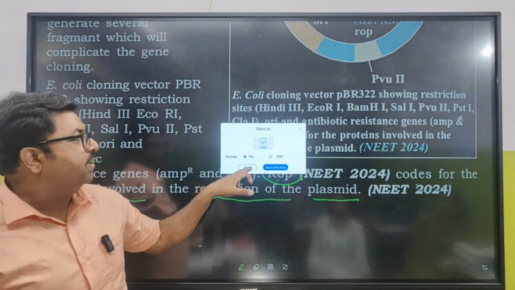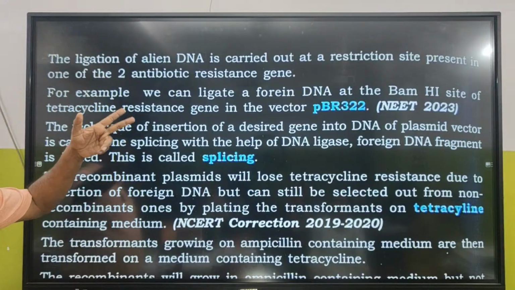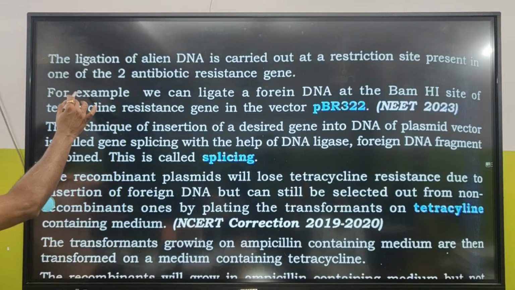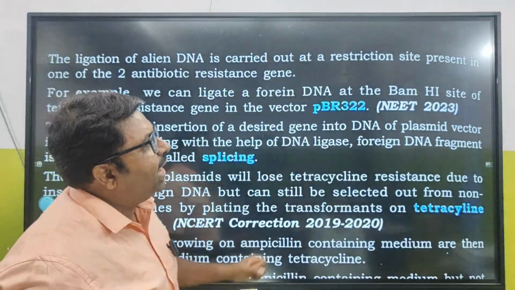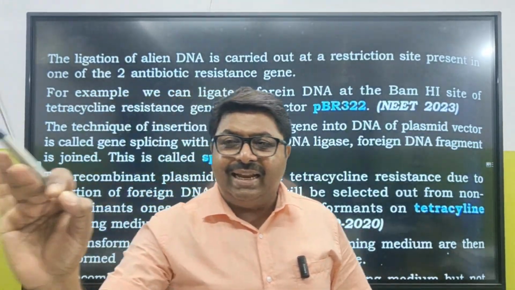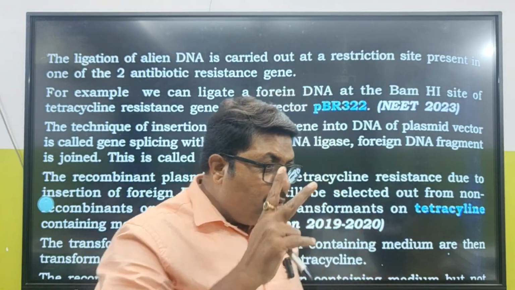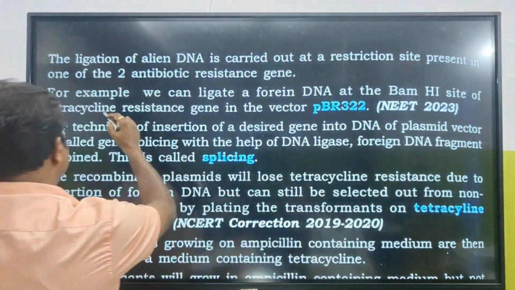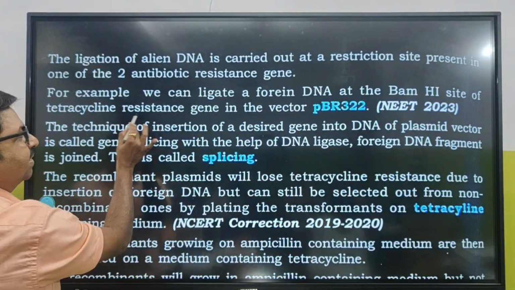The ligation of alien DNA is carried out at a restriction site present in one of the two antibiotic resistance genes. For example, we can ligate a foreign DNA at the BamHI site. See where the BamHI site is? It is in the tetracycline resistance gene. So if you use the BamHI site, which portion is ultimately going to be cut off? Tetracycline. So we can ligate a foreign DNA at the BamHI site of the tetracycline resistance gene in the vector pBR322.